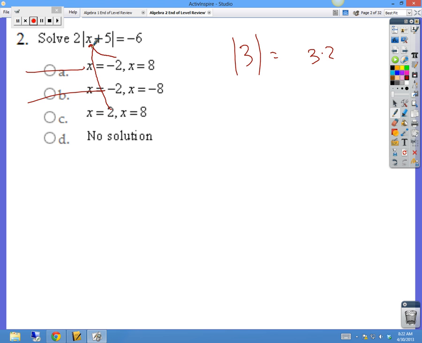Let's try 2. What's 2 plus 5? What's the absolute value of 7? What's 7 times 2? Is it a negative 6? So it's got to be D. But why is it no solution? Because absolute value is distance, and your distance can never ever describe a negative number. It's always got to describe a positive number. You guys try 3.